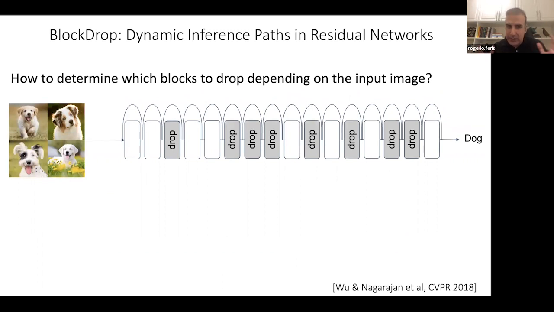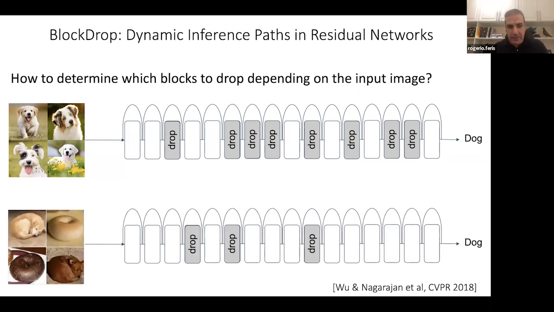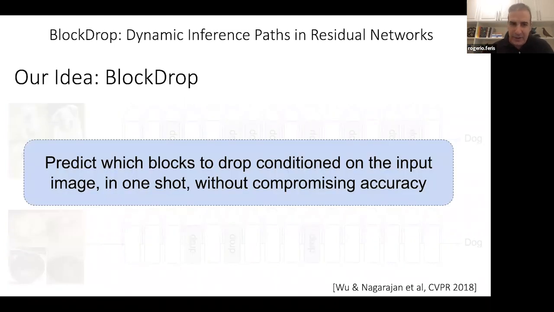Now, the question is, how do we determine which blocks to drop depending on the input image? If you take these images of dogs, which are easy images with clean background, frontal views, and so on, you would expect to drop more blocks while still making the correct prediction. Now, if you have images that are more complex, for example, these dogs, and actually some of them are actually bagels, you would expect that you would need more computation and fewer blocks to be dropped for making a correct prediction. So this is our BlockDrop idea. We want to predict which blocks of layers and residual blocks to drop, conditioned on an input image, in just one single shot without compromising accuracy.